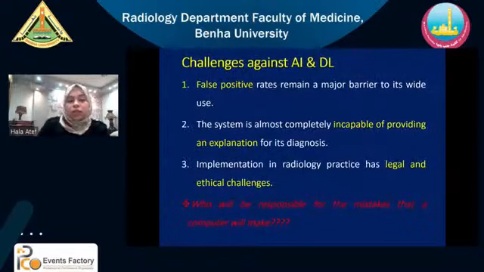What are the challenges against deep learning and artificial intelligence? False positive rates remain a major barrier to its wide use. The system is almost completely incapable of providing an explanation for its diagnosis. Implementation in radiology practice has legal and ethical challenges. Who will be responsible for the mistakes that the computer will make?